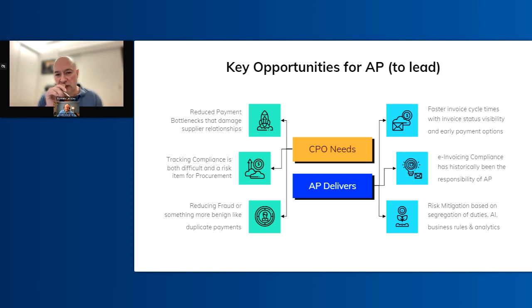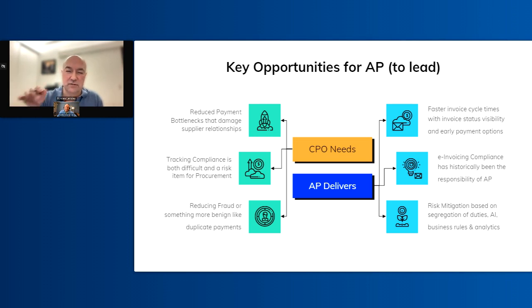And on the AP side, I do think there is some opportunity here. So faster invoice cycle times, that's a way to improve the relationship with a supplier. Just make sure they get paid on time. Also, giving them visibility into the invoice status via the portal that you mentioned earlier, Mark, that visibility is useful.